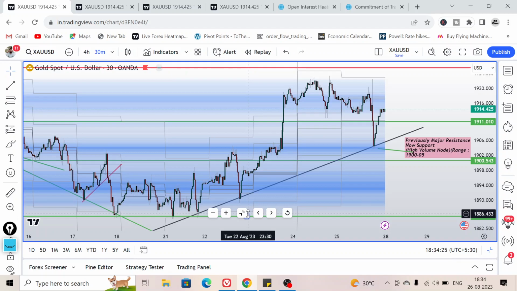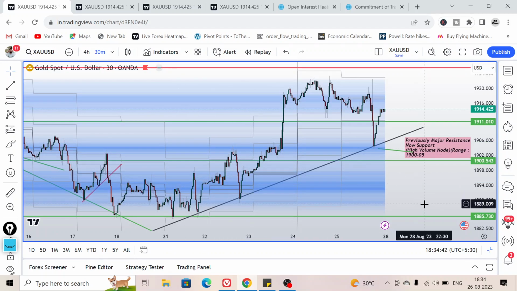So in this video, we are going to analyze the gold chart on the basis of price action, and we are going to discuss the price action on different time frames, and the various price action structures that gold is currently following, so that we can utilize those levels in upcoming trading sessions.